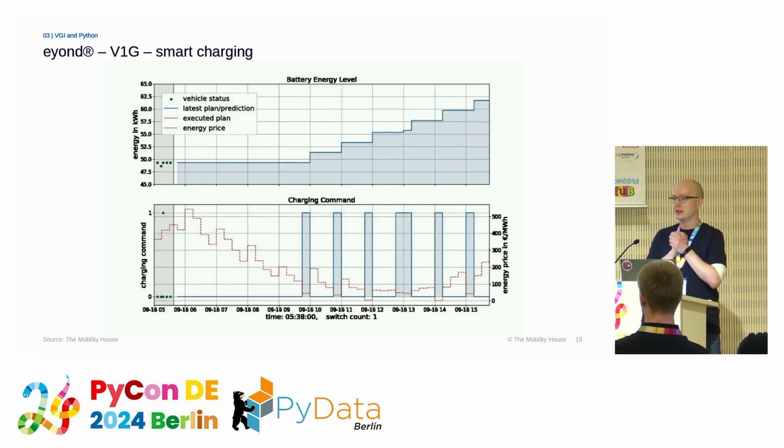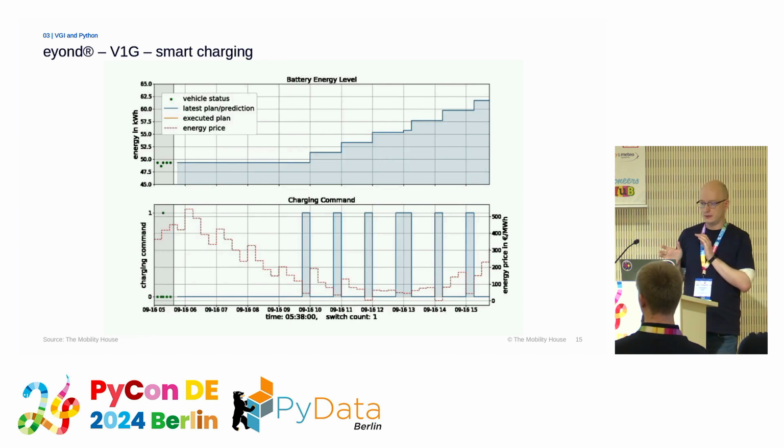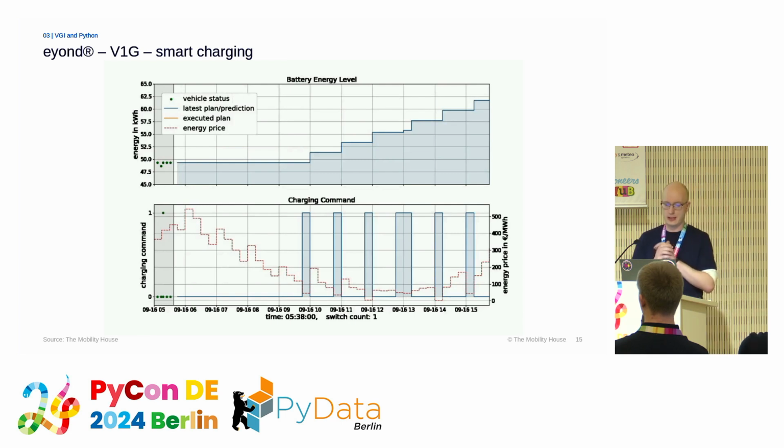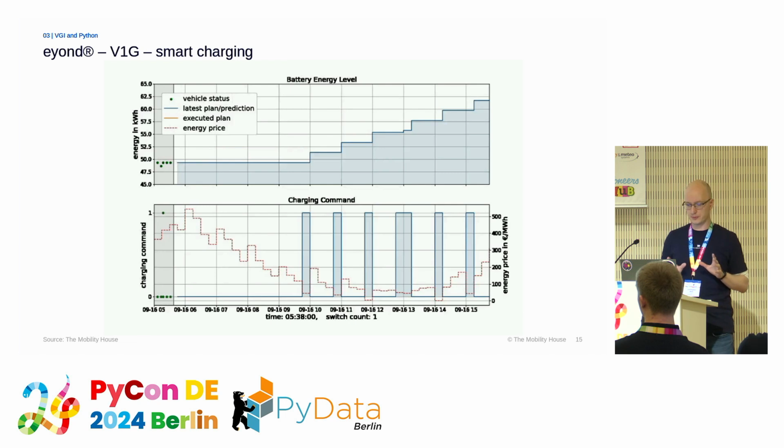What we see here is a case of V1G, so just charging. On the upper panel, you see the battery energy level in kilowatt hours, and the charging session has basically just started. What our algorithm, first of all, does is look at the parameters you provided us with, look at the energy prices, and then plan the next charging slots. And plan them such that charging is basically cheapest.